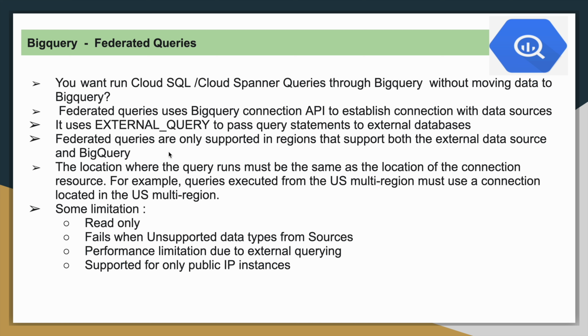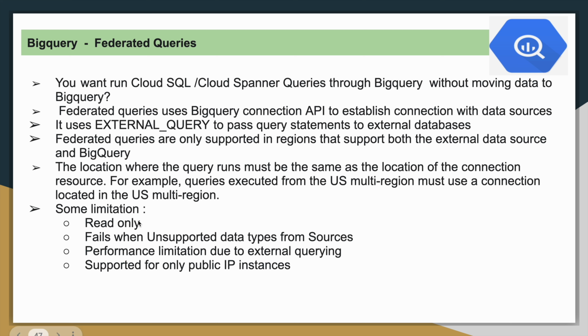One more important point to notice: federated queries are only supported in regions that support both the external data source and the BigQuery dataset. For example, if you have created a BigQuery dataset in the US single region, then your external data source should be created in the same location, that is the US single region. Then only it is allowed, otherwise it won't. That is what this example is explaining here.